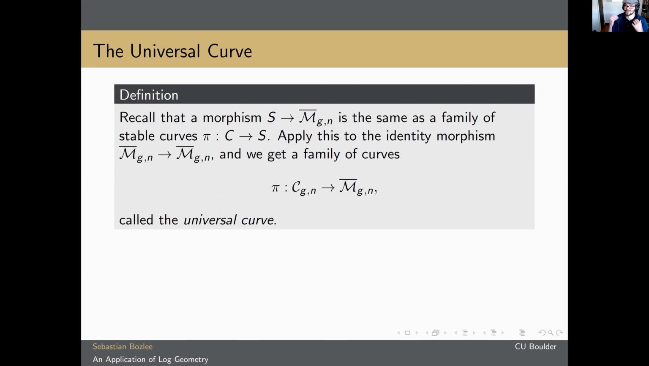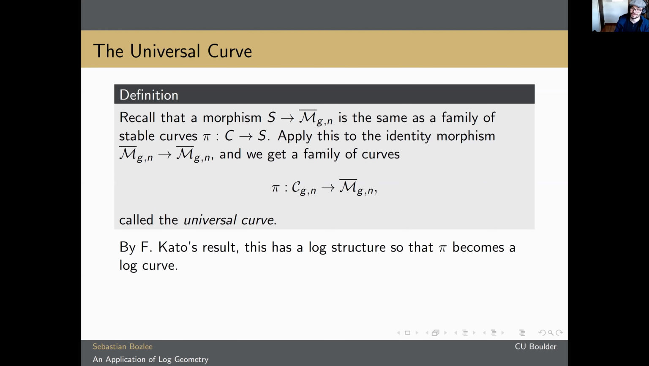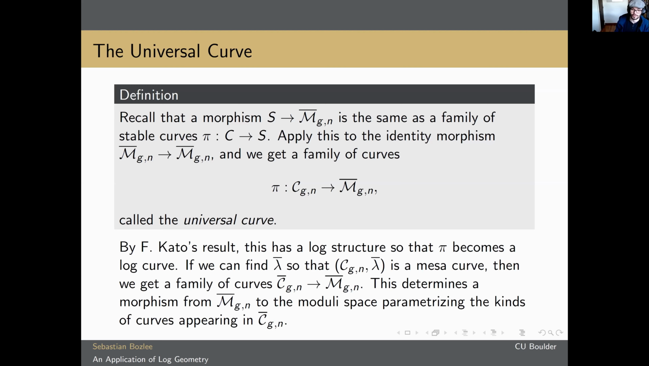Next, we can do this to all curves at once. Remember that a morphism into M_g,n bar is the same as a family of stable curves. There's definitely an identity morphism, so we should have a family of stable curves associated to that identity morphism. We call this the universal curve, so this is sort of every stable curve ever all at once. Since that's a stable curve, it gets the basic log structure, and we can apply our contraction result to it. So if we can find a suitable lambda bar, we get a contracted family of curves over M_g,n bar.